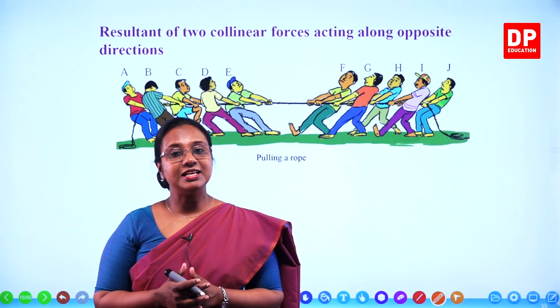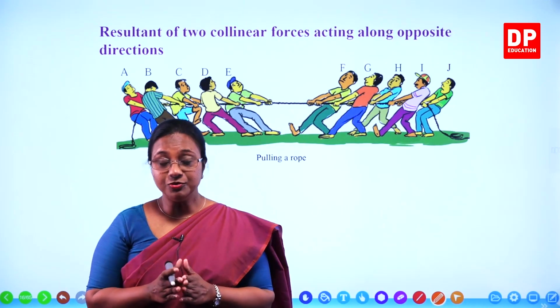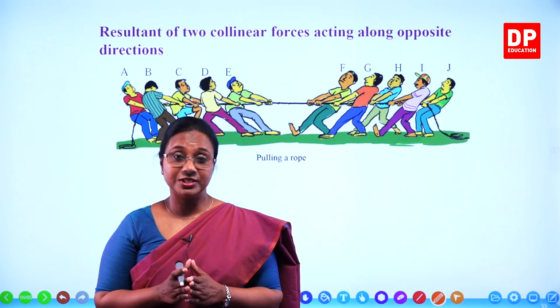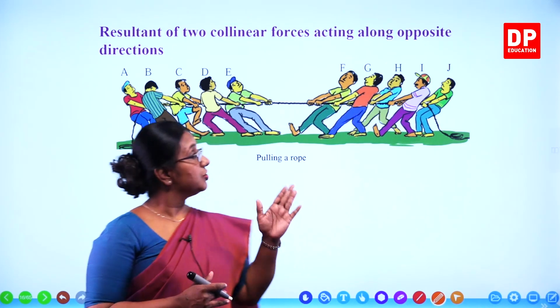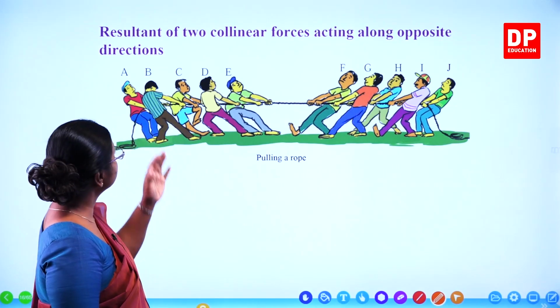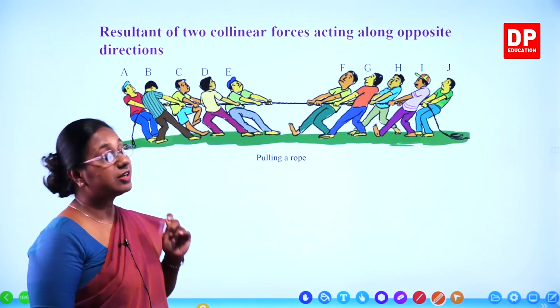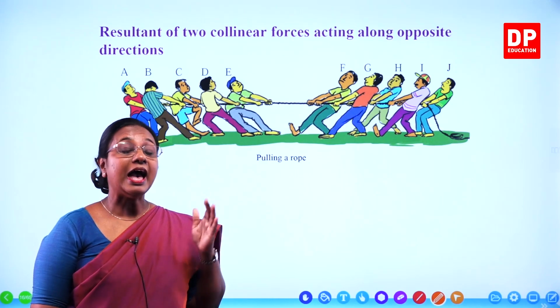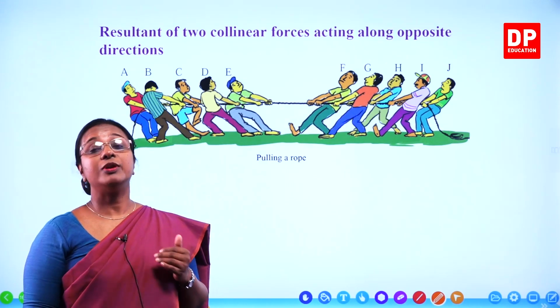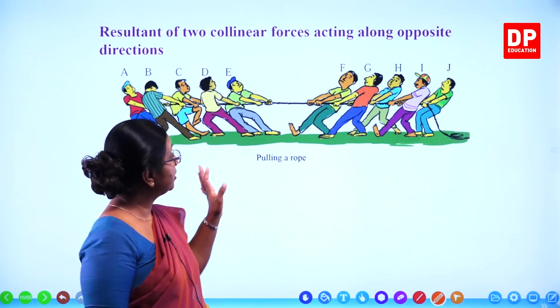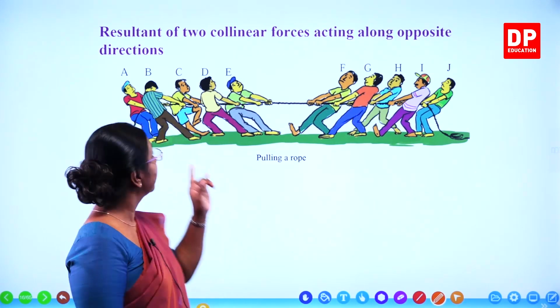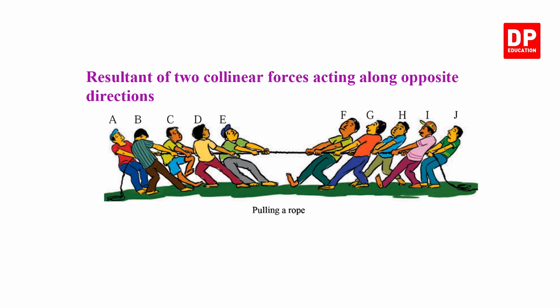Welcome to today's lesson. So, I am going to continue the resultant of forces. That is the 9th lesson of your science textbook. So, under resultant of forces, we have already discussed what collinear forces are and the resultant of collinear forces acting in the same direction. So, now I am going to discuss resultant of two collinear forces acting along opposite directions.